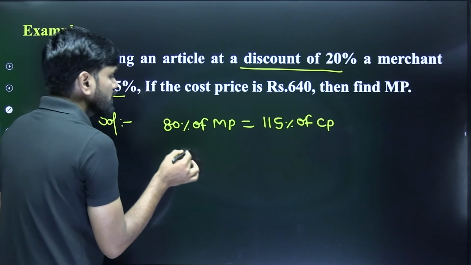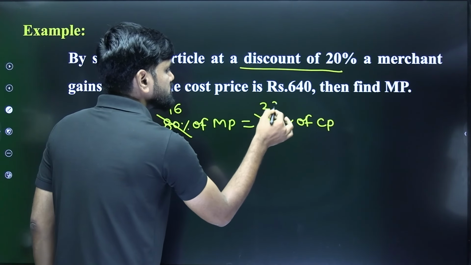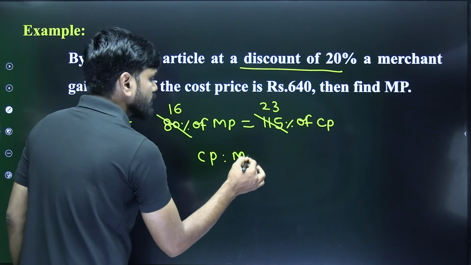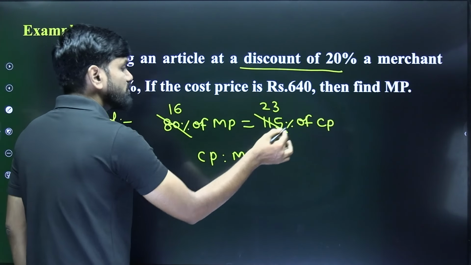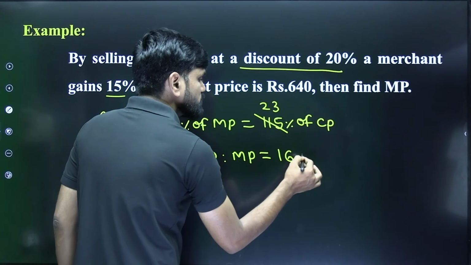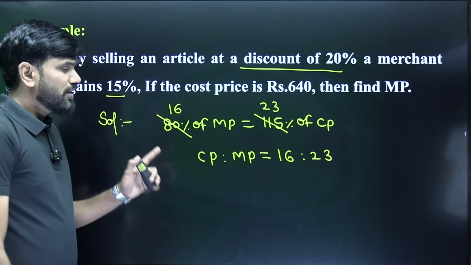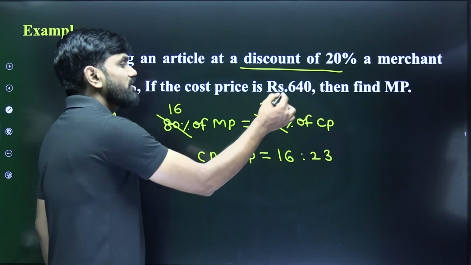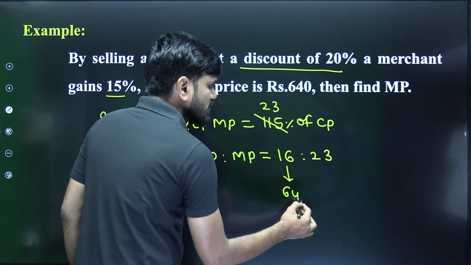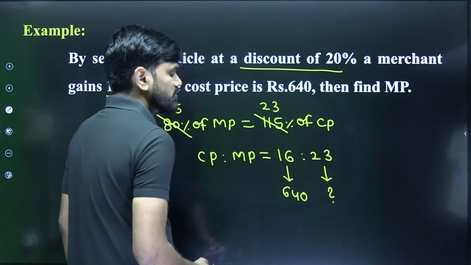115% of cost price. On cancellation, 5 16s, 5 23s. This gives you the ratio of CP and MP again. Cost price is to market price is equal to CP by MP equal to 16 by 23. So that gives you 16 is to 23 as the ratio of CP and MP. Out of this, we know CP, that CP value is given as 640, which is corresponding to 16 parts. 16 parts are 640. 23 parts are how much?